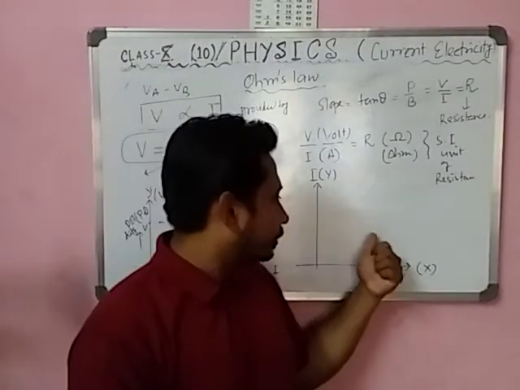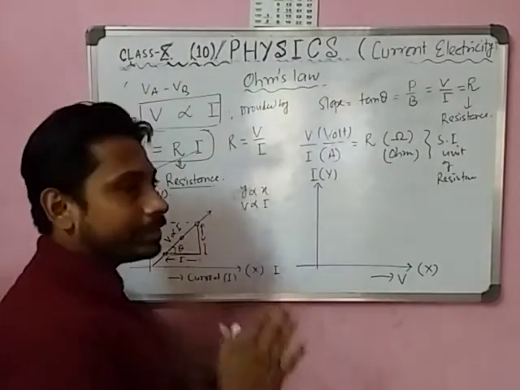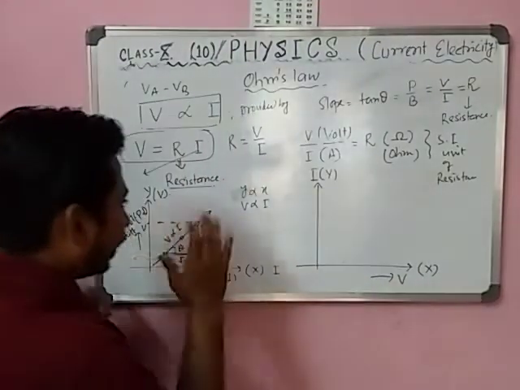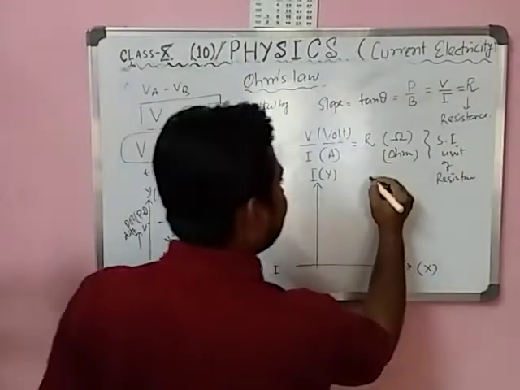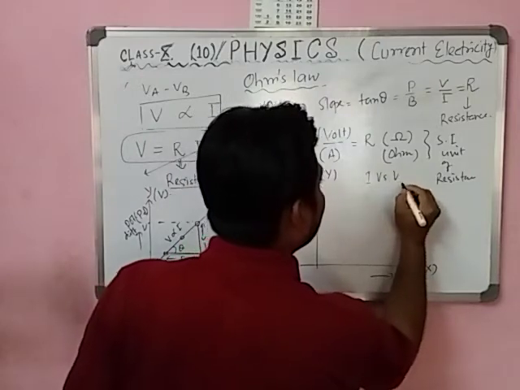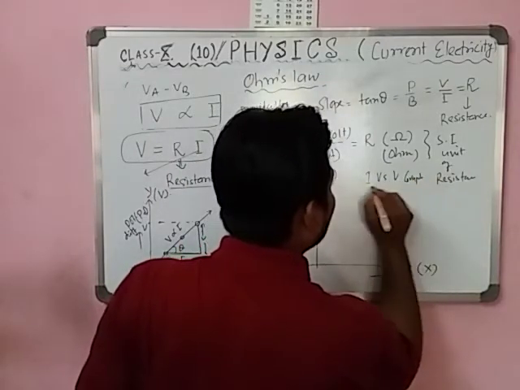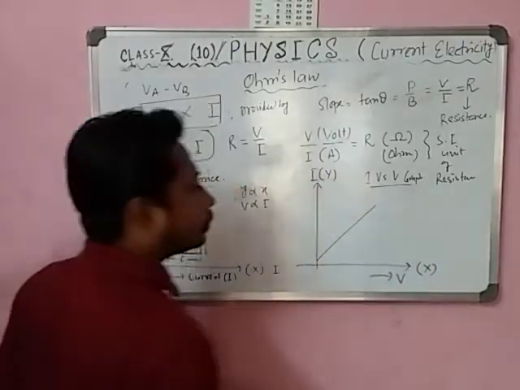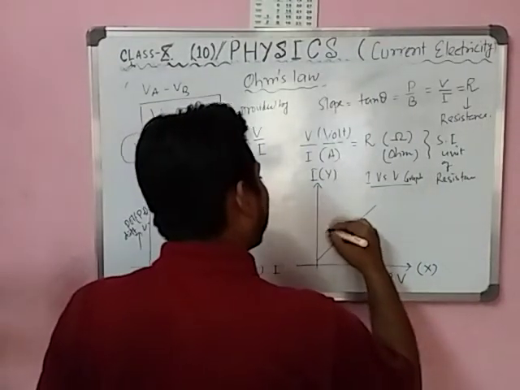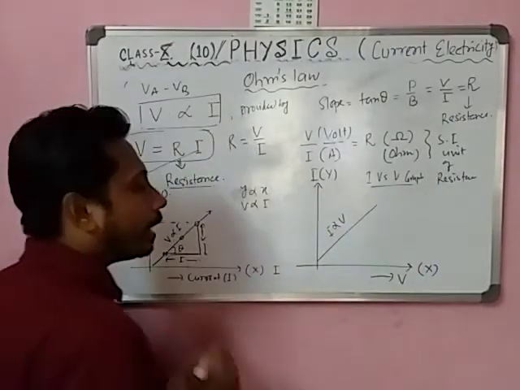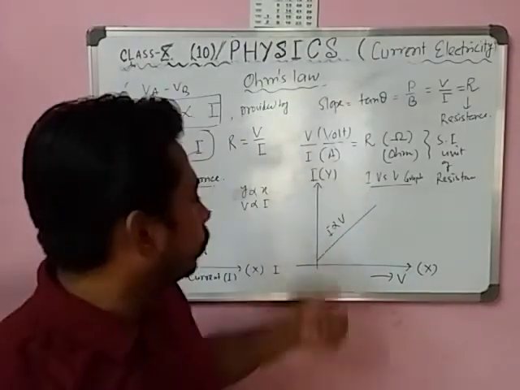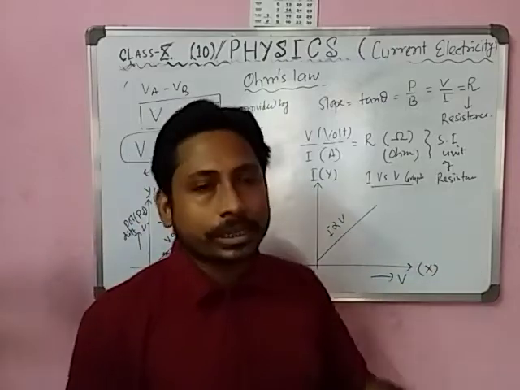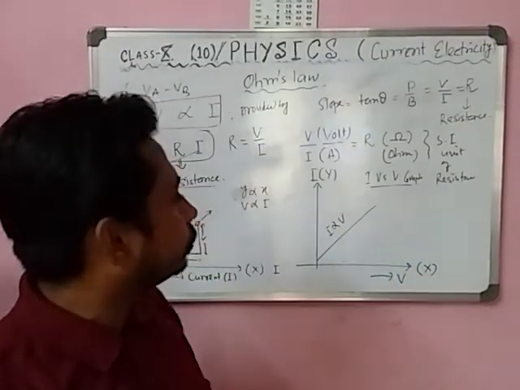Please see very carefully. This is the V-I graph and this is the I versus V graph. That graph also gives a straight line, because V is proportional to I or I is proportional to V, both are correct. If I increases, V also increases. So the graph is also valid for this case.